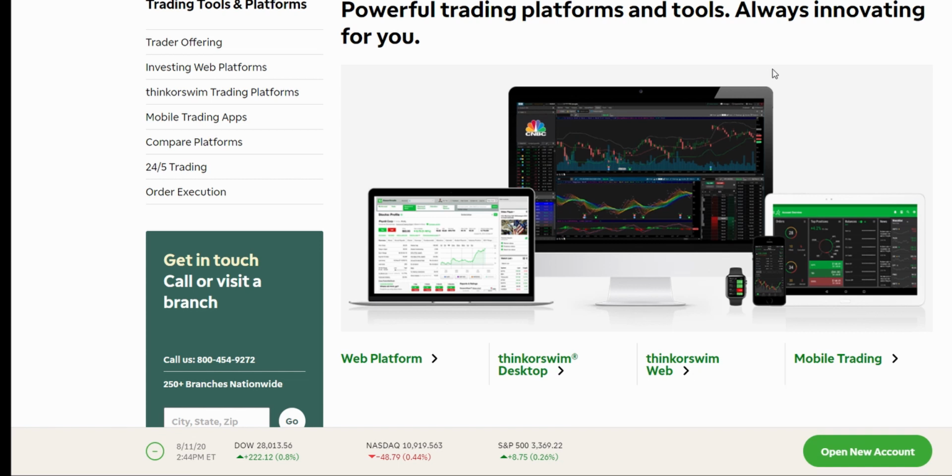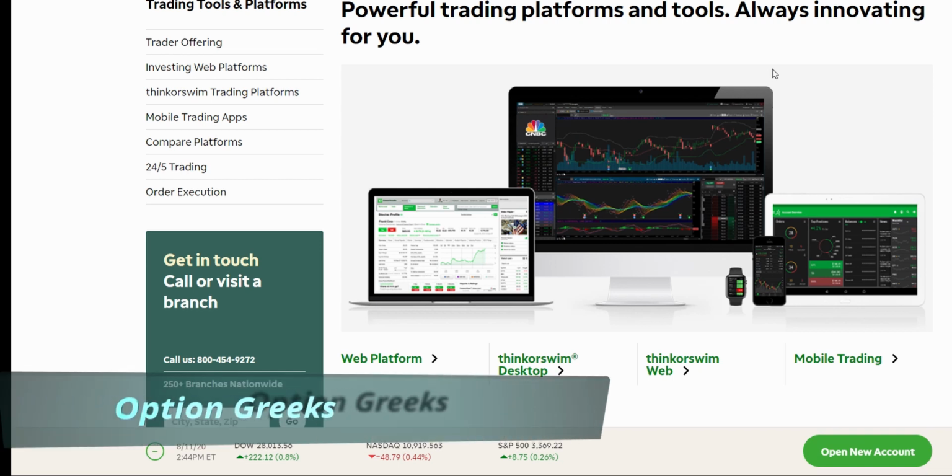Today I want to go through one of the functions that's found in the TD Ameritrade Thinkorswim platform, just to show you how creative you can get with it.